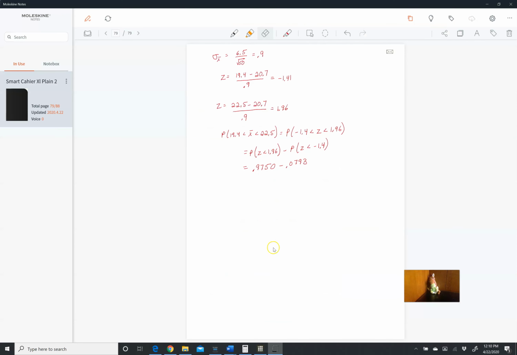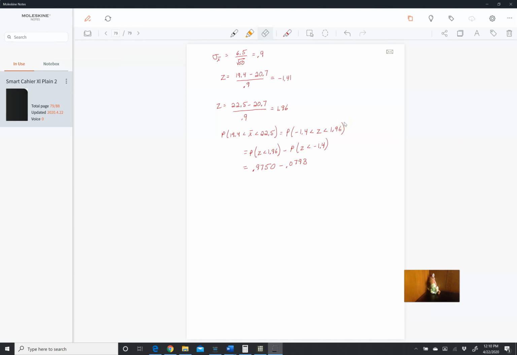Okay, so let's just review what we did. We got negative 1.41 here. That's the z-score for 19.4. Then we got the z-score for 22.5. We got 1.96. So what we're looking for is the probability that it falls between those z-scores.